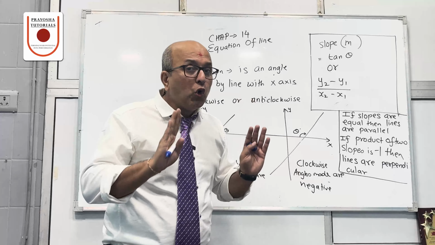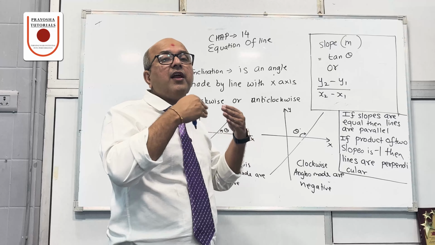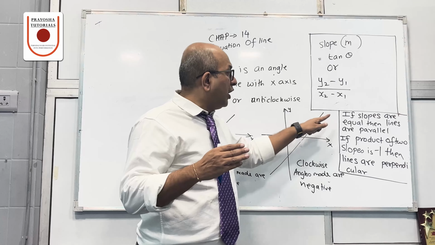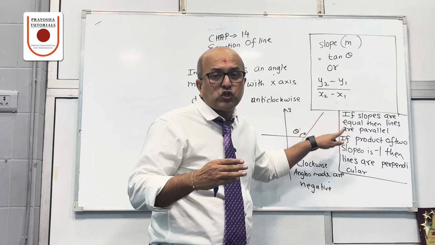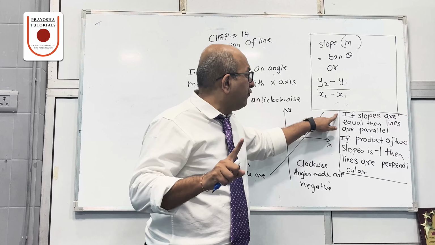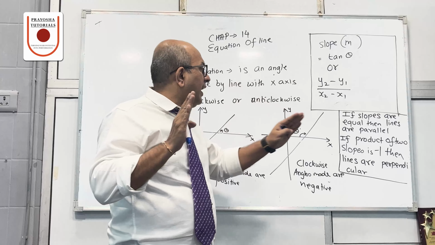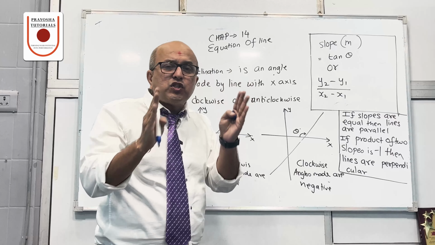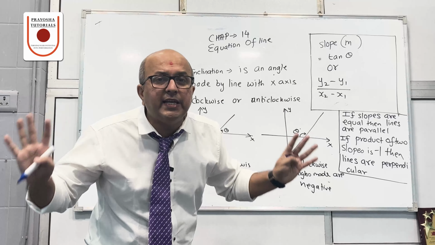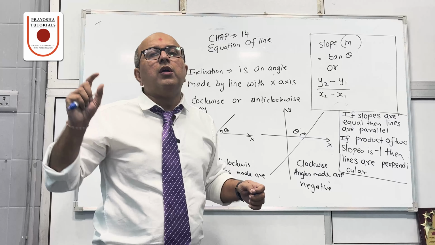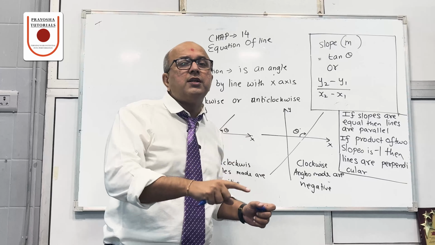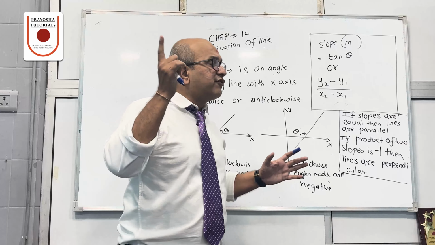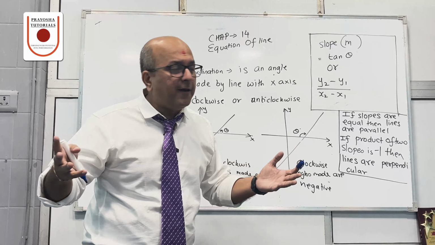Correct? Now, slope is a concept which is very well related to the next exercise. How does it help you in the sums? There are two points for this slope. First point, if you see two lines and their slopes are equal, then the conclusion is that if slopes are equal, lines are parallel. One more time, students, if slopes are equal, lines are parallel.